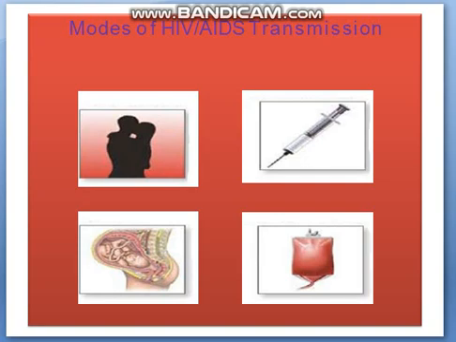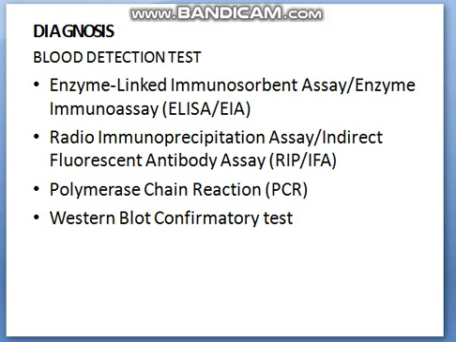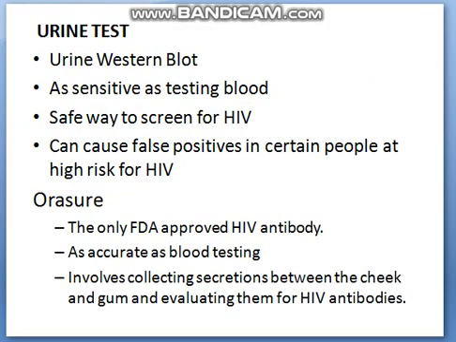Next is the urine test. Urine Western blot is as sensitive as testing blood. It is a safe way to screen for HIV, but can cause false positives in certain people at high risk of HIV.